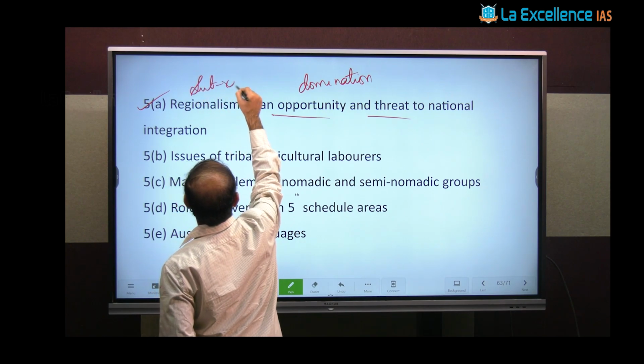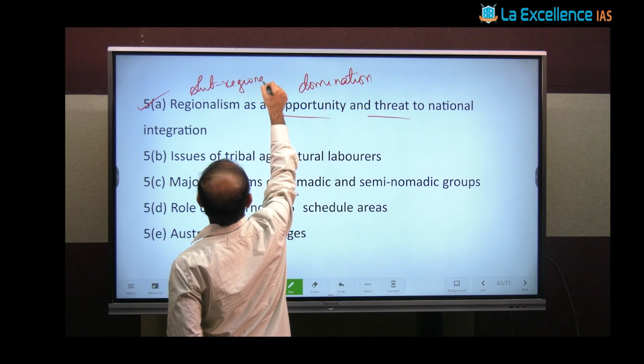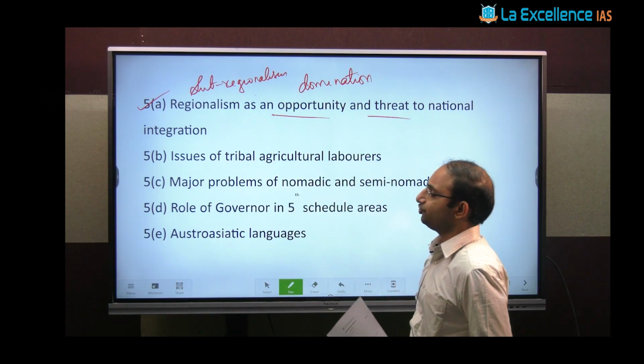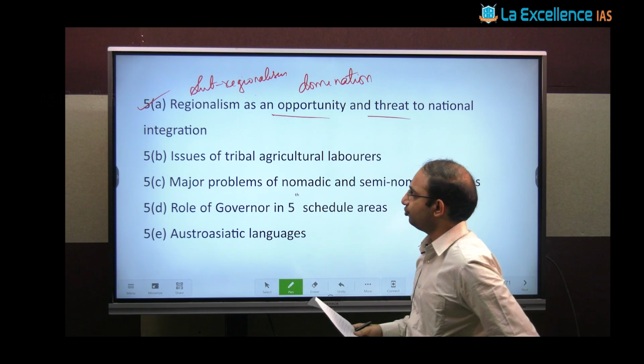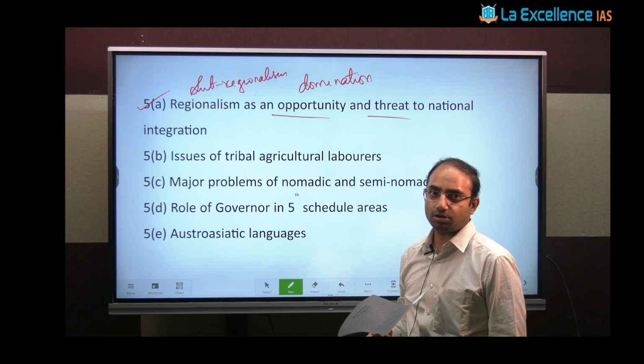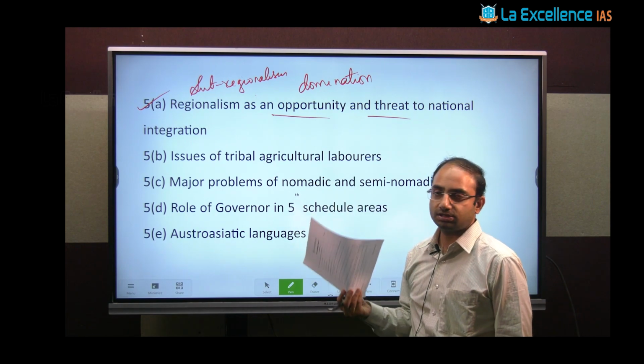So talk about examples of regionalism and also discuss the emerging strands of sub-regionalism. For example, Telangana movement is an example of sub-regionalism. Discuss Kashmir regionalism, the regional issue in Assam, and issues like South India, Dravida movement. So all of these, Punjab Khalistan movement, these are all regionalism.